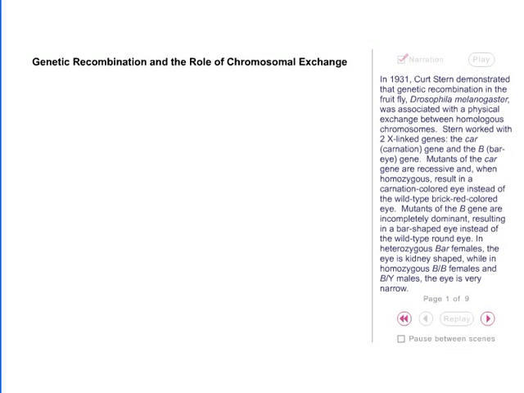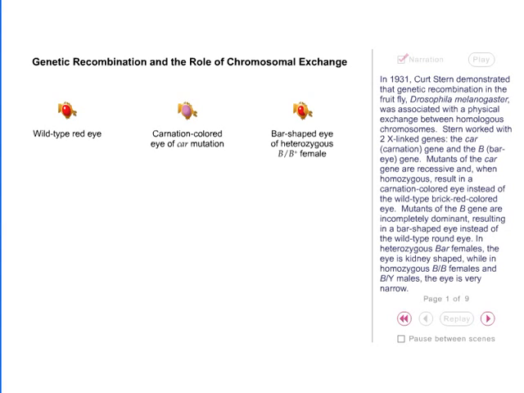In 1931, Curt Stern demonstrated that genetic recombination in the fruit fly, Drosophila melanogaster, was associated with a physical exchange between homologous chromosomes. Stern worked with two X-linked genes, the carnation gene and the Bar gene.